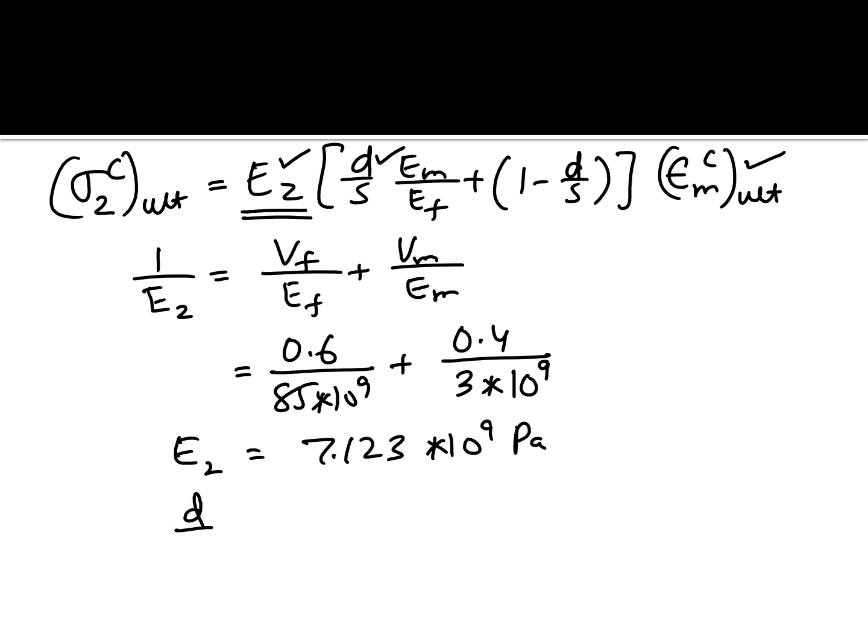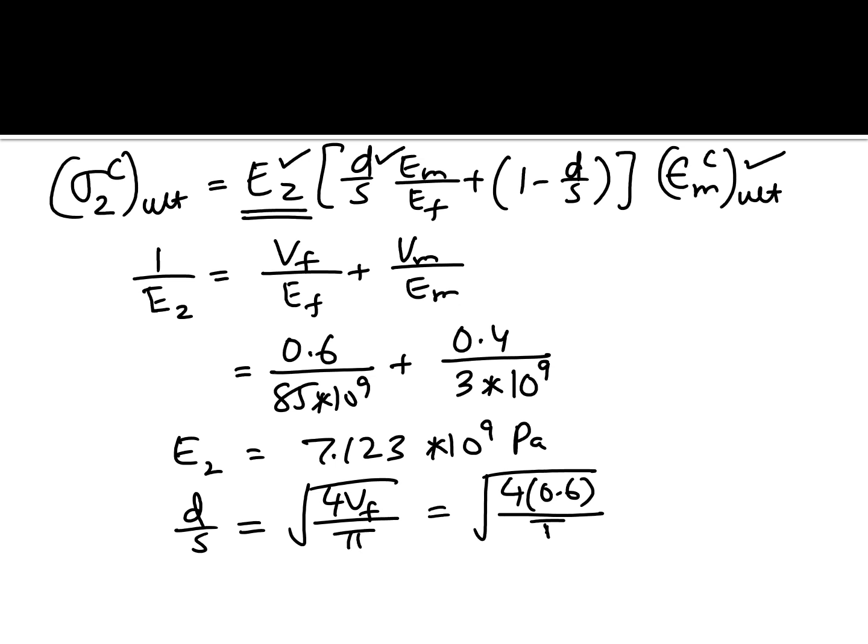If we want to find out the diameter to spacing ratio, since we have circular fibers in a square array, that's the formula for the D by S ratio. So that gives us the square root of 0.6 divided by pi, and that gives us the value 0.8740. So we have to find one more value, which is the ultimate strain the matrix can take in compression. Let's go and do that.